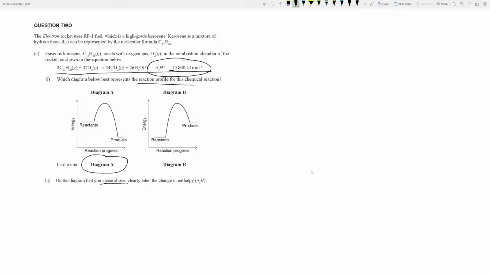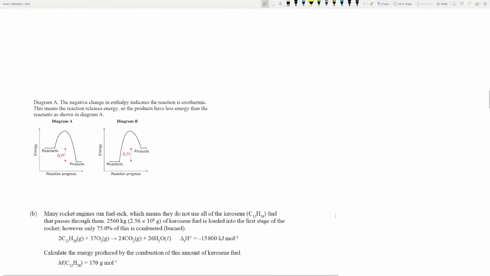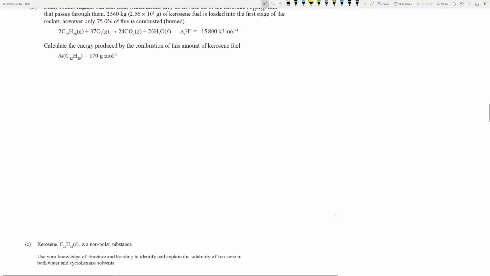Why is it that one? On the diagram we chose, we need to clearly label the change in enthalpy. So the change of enthalpy is from here to here. Why did we choose that one? Because the change of enthalpy is negative, so this number here is negative, which means it's exo, and you can just remember this is exo, this is endo. What is exo? It just means energy has been released, so your products have less energy because some of the energy has escaped, so the products have less energy than what you had before. Okay, so that's that.